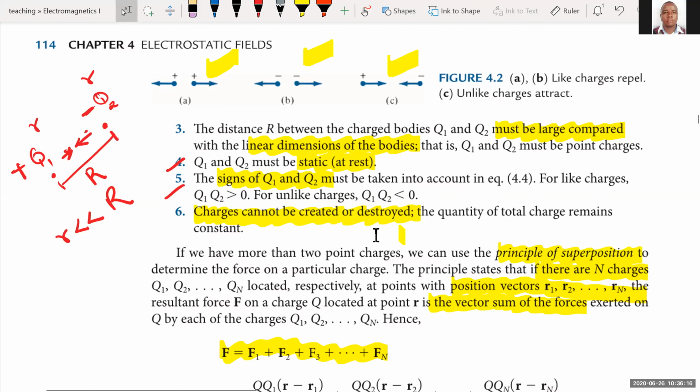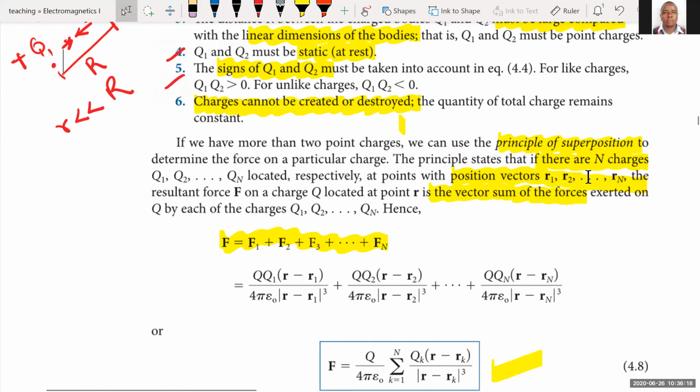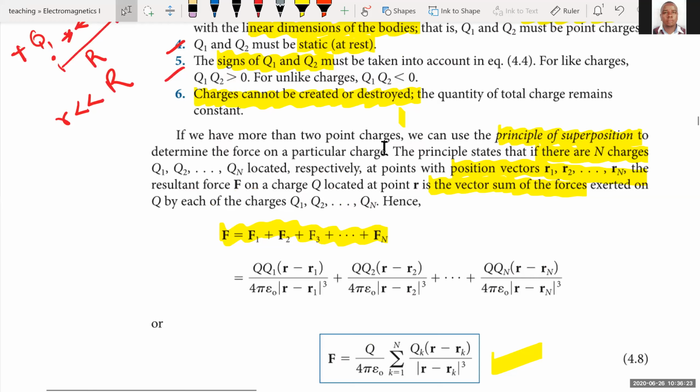Therefore, notice that. Now, I normally like to give some pause so that you can raise any question that might bother you. So let me know if you have any concern regarding what we have already discussed before we talk about the principle of superposition.